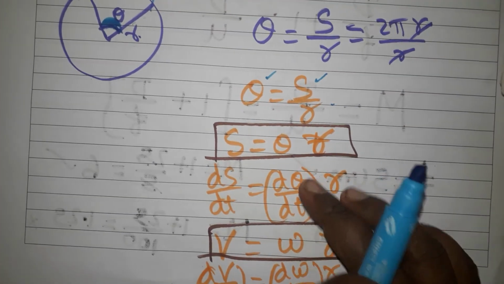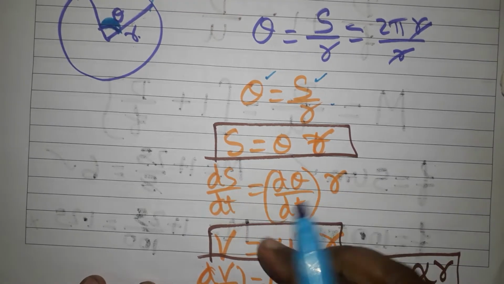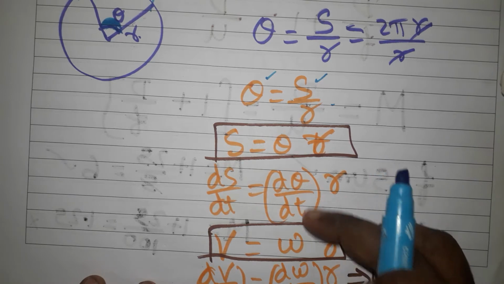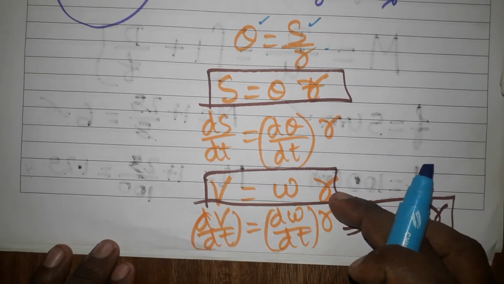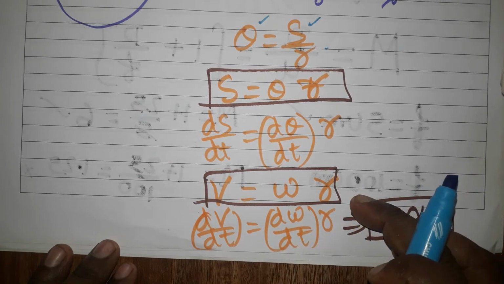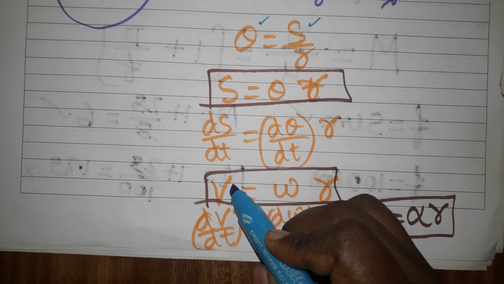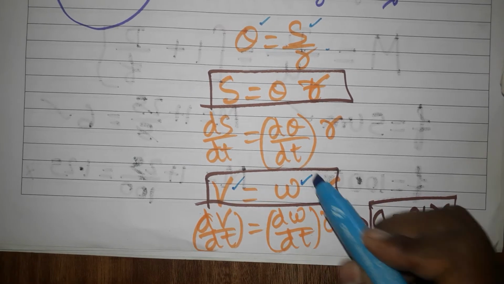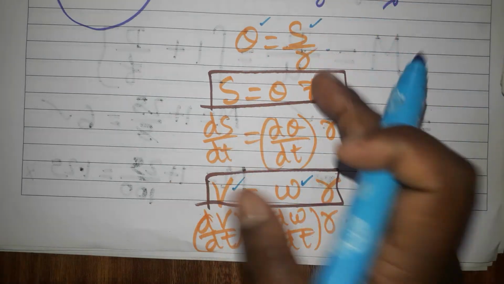If we differentiate this equation, rate of change of displacement is velocity, and rate of change of angular displacement is angular velocity, into radius. So v is equal to omega r. Again differentiating, rate of change of velocity is linear acceleration, and rate of change of angular velocity is angular acceleration. So a is equal to alpha r. This relation we are going to use inside the formula.